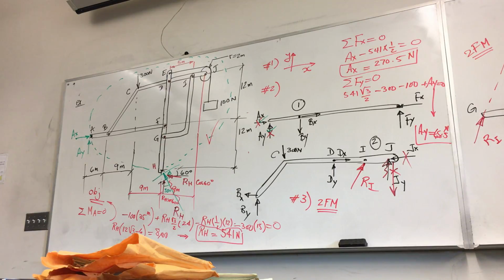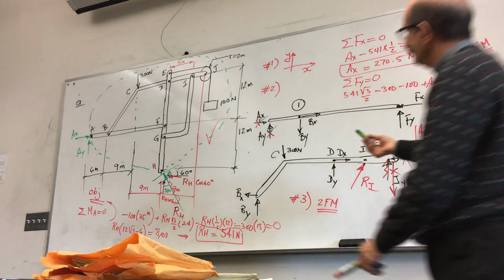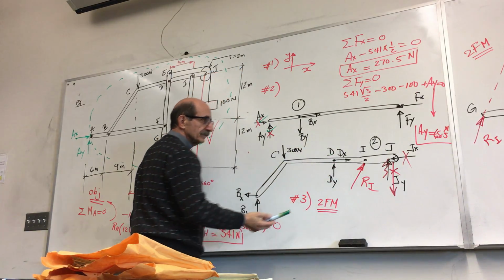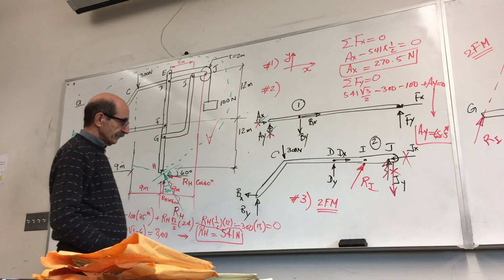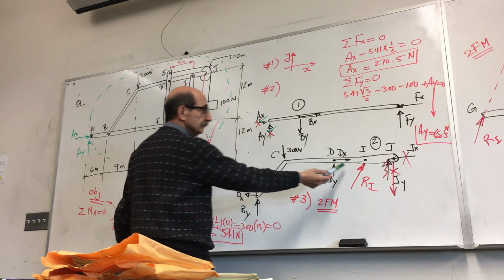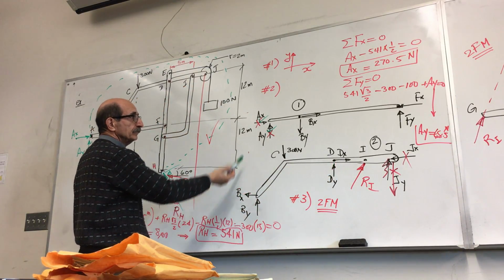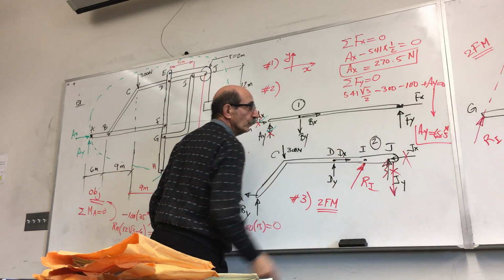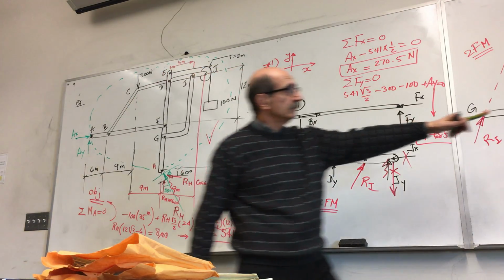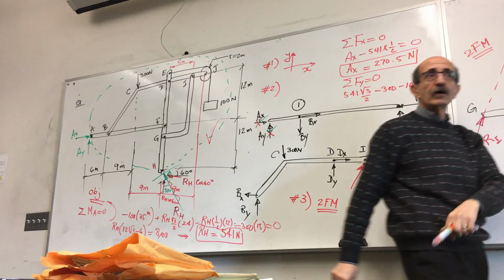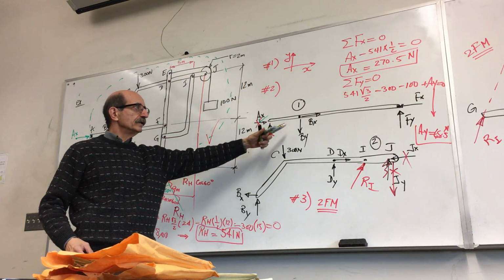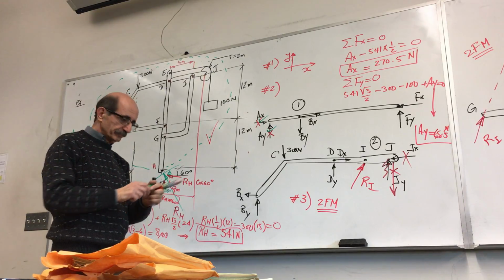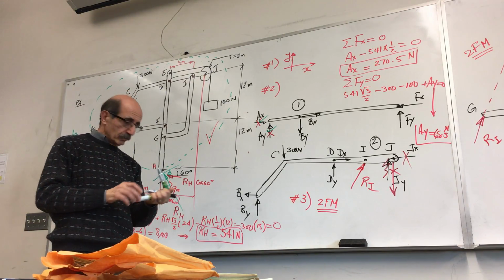So which one is logical to use? I have 4 here, and how many here? 4. Here I have 5, right? 3, 5. Here I have 4. And here I have 5, right? So which one do I use? I will use, obviously, this one. Okay, so let's do that.